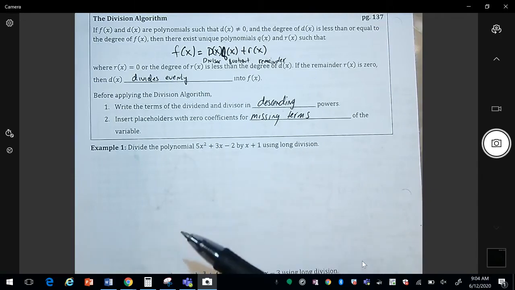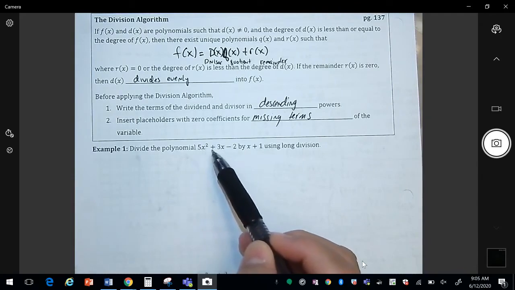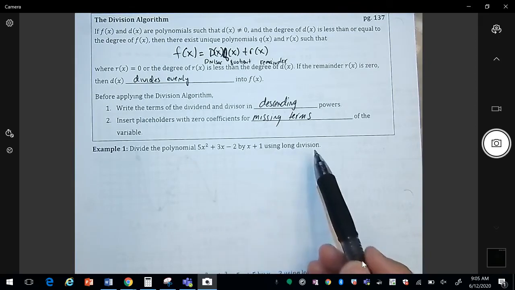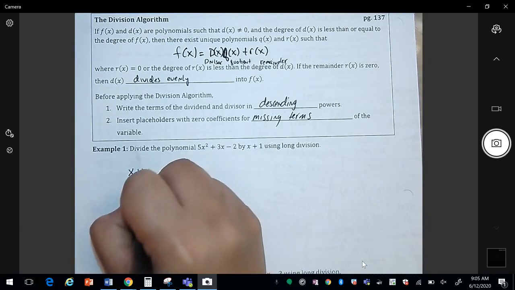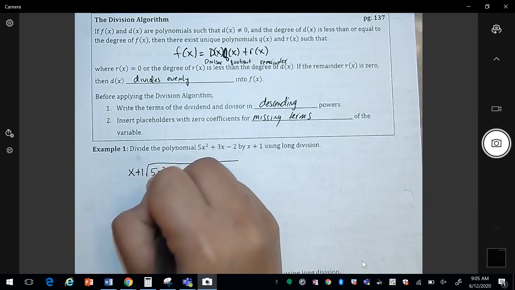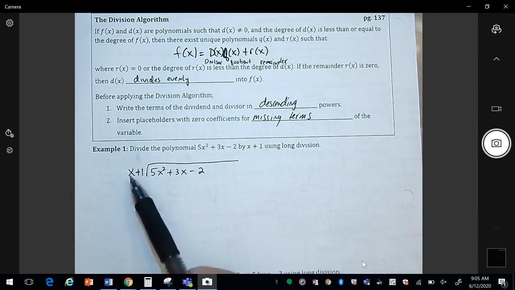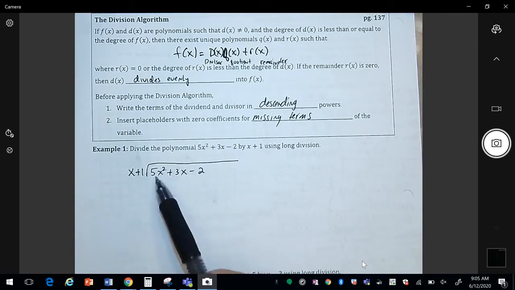So if we want to divide the polynomial 5x squared plus 3x minus 2 by x plus 1 using long division, then we can write this as x plus 1, and then we have 5x squared plus 3x minus 2. The x plus 1 is what we call a divisor, and whatever's inside of the box here is the dividend.